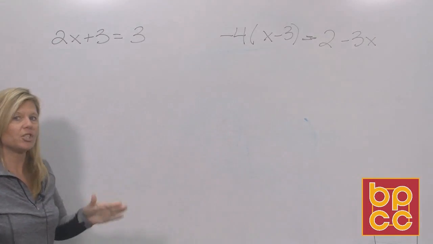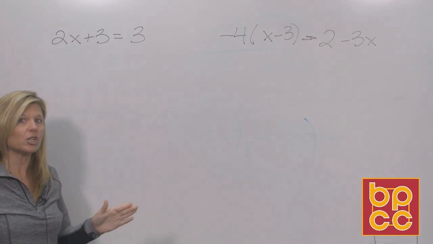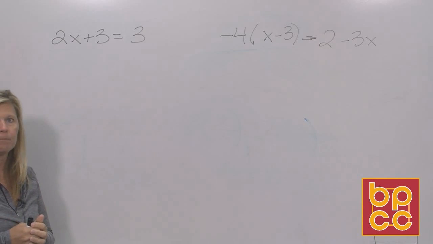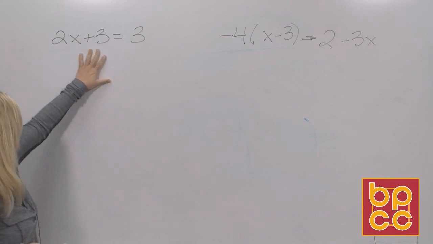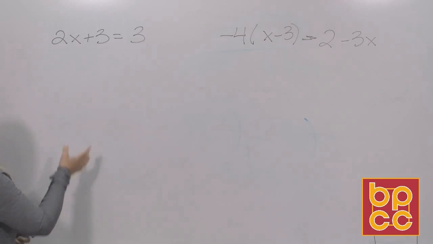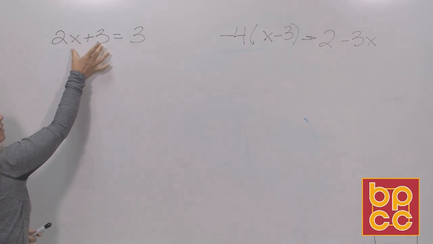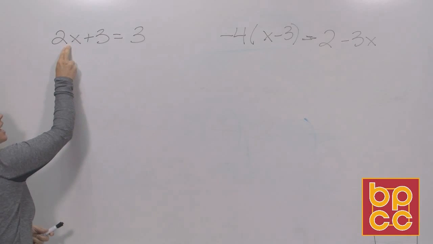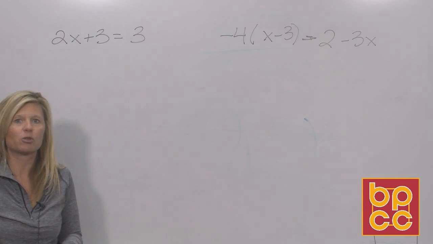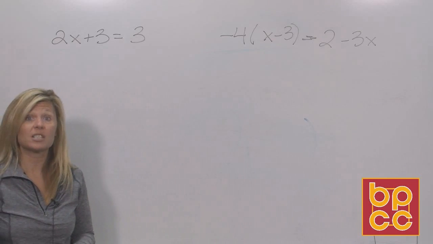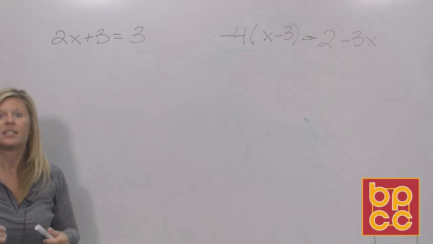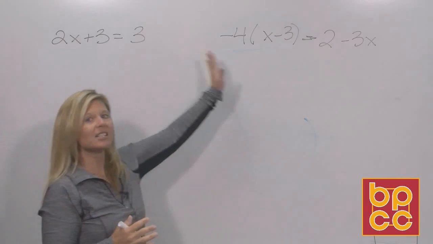The procedure is, to solve a linear equation, get rid of parentheses. I have no parentheses. Okay? Get rid of fractions or decimals. I don't have that. Collect like terms. Well, if you look here, you can't do anything on the left side. You can't put together a 2x and 3. They're not alike. So we don't have to do the first three steps. Step 4 says move the variable to the left. All right, it's already on the left. Step 5 says move the constants to the right.